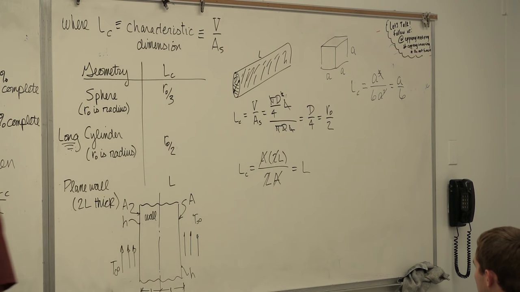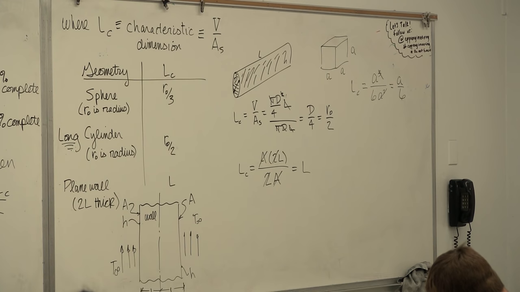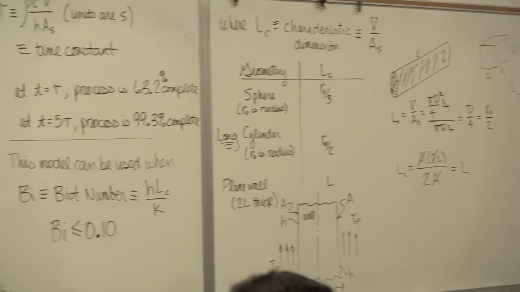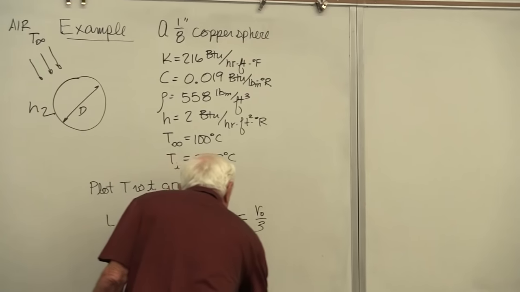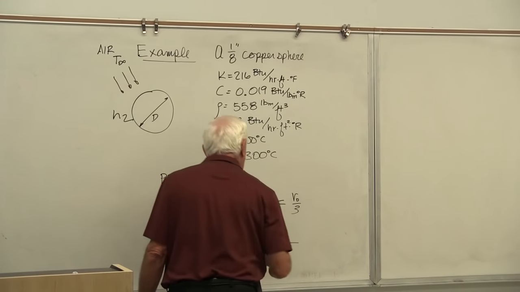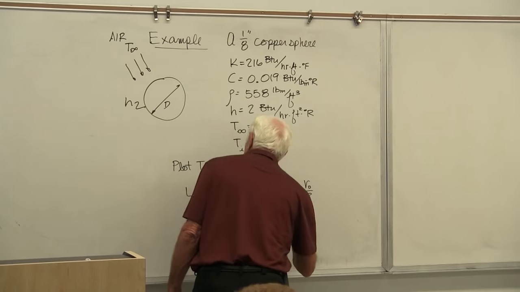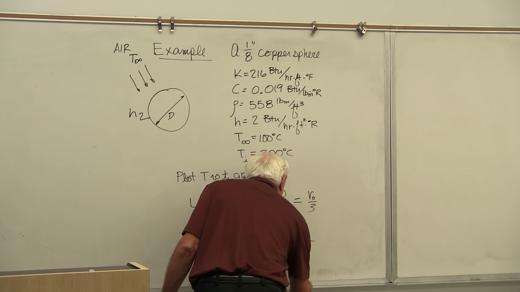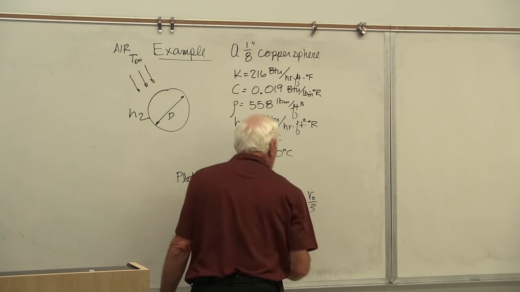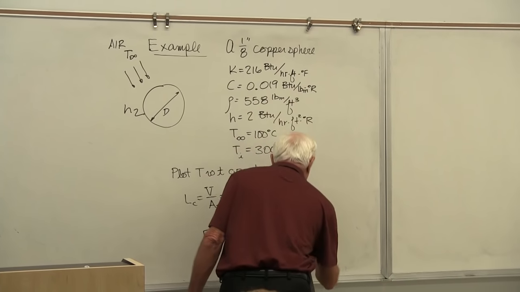Okay, so back over here, we got this guy. And let's get the Biot number now. Biot number is equal to h L_c over k. H is 2. L_c is R naught, the diameter over 6. The diameter is 1/8 inch divided by 12, divided by 6. Okay, divided by k for copper, 216.